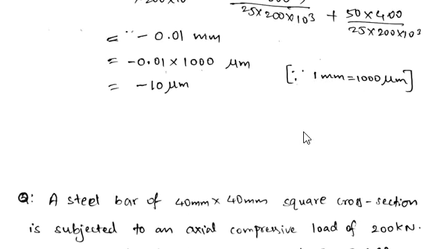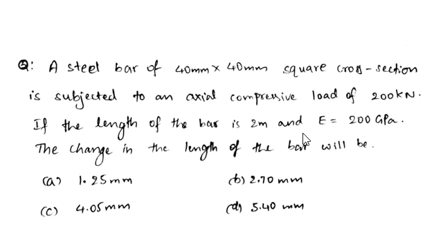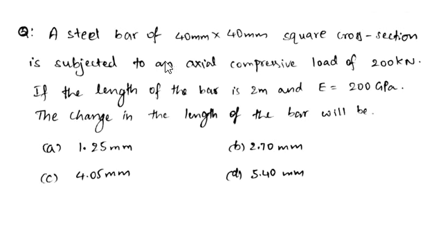And next, if you see the next question: a steel bar of 40 mm by 40 mm square cross section is subjected to an axial compressive load of 200 kilonewtons. If the length of the bar is 2 meters and E is 200 gigapascal, the change in the length of the bar will be A 1.25 mm, B 2.70 mm, C 4.05 mm, D 5.40 mm. And here the answer will be option A, 1.25 mm.